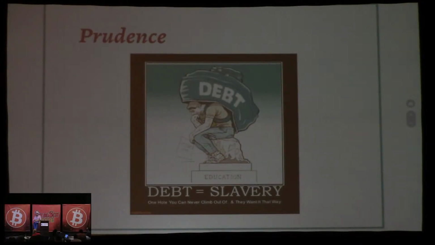Right now with fiat money, you have enormous amounts of debt. A lot of people have high time preference. And that means that they become slaves to their debt. Bitcoin doesn't allow for this, right? In order to take on debt, it costs a lot more. And you end up having a much lower time preference, meaning that you end up with more prudence.